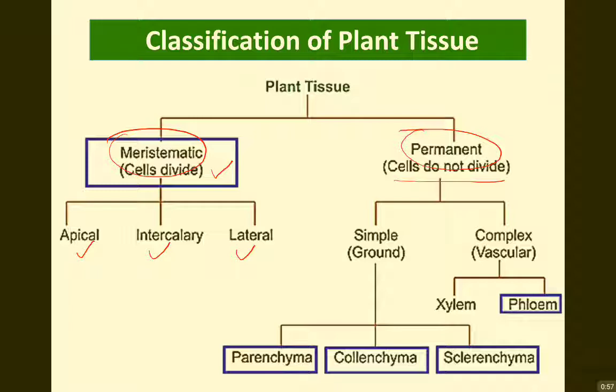tissue. Permanent tissue we divide into two: simple and complex permanent tissues. So for simple tissues, also known as ground tissues, we have three types of ground tissues: parenchyma, collenchyma, sclerenchyma. While complex tissues, we also call it vascular tissue, we have two types of vascular tissues: xylem and phloem.